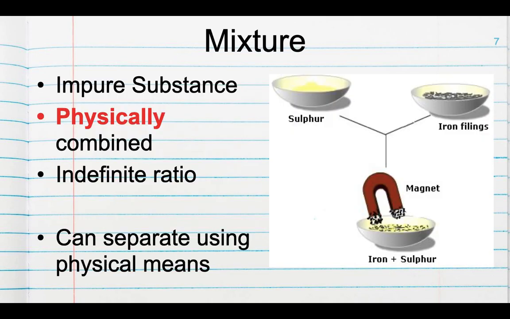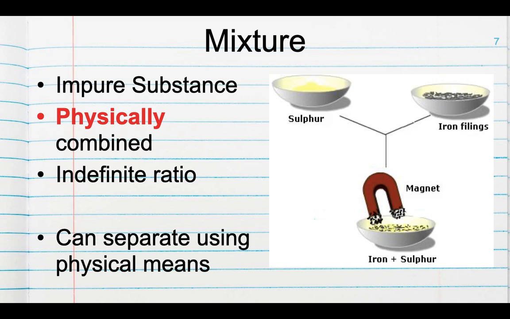So we get into mixtures. With mixtures, it is an impure substance. So impure substance, that's what goes on the first line. They're physically combined together, meaning it's just like I stuck them in a bowl together. There's an indefinite ratio, so there's no specific number or ratio. And I can separate these things with physical means.